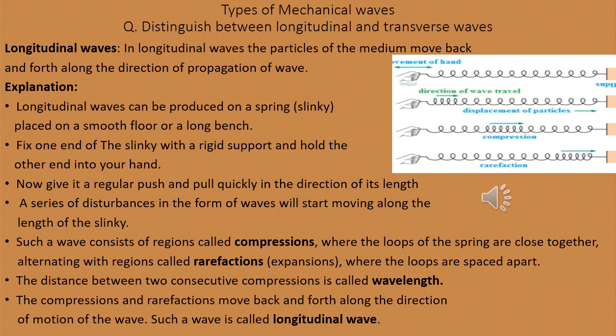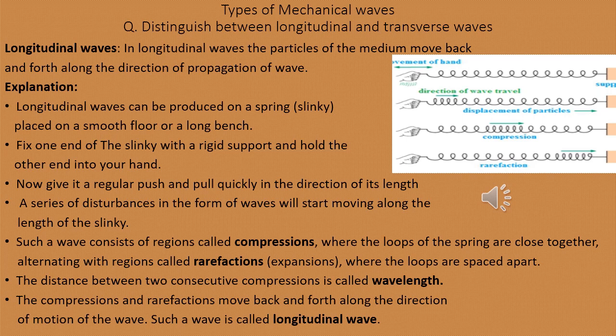Fix one end of the slinky with a rigid support and hold the other end in your hand. Now give it a regular push and pull quickly in the direction of its length. A series of disturbances in the form of waves will start moving along the length of the slinky. Such a wave consists of regions called compressions, where the loops of the spring are close together, alternating with regions called rarefactions, expansions, where the loops are spaced apart.